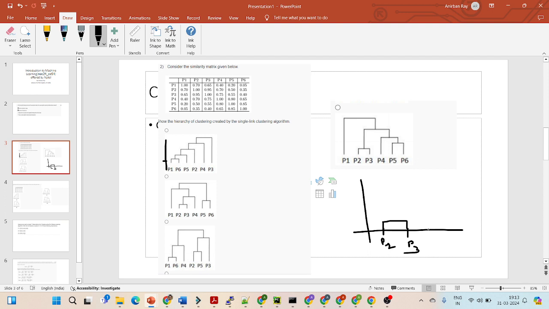So after 0.95, the second highest is 0.85, as you can see. Nothing else other than that. So that is between P5 and P6. So P5 and P6 higher.